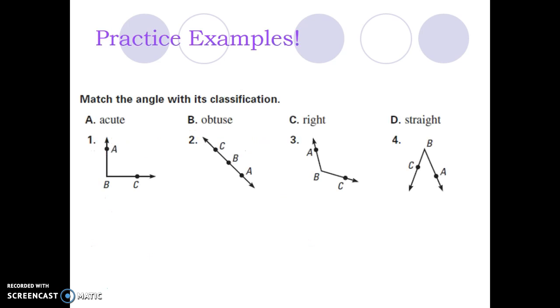And now we have some practice examples. For my acute angle, being less than 90, would be this one. Obtuse, being greater than 90, would be right here. Right, being exactly 90 degrees, would be here. And straight will be the one that is exactly 180.